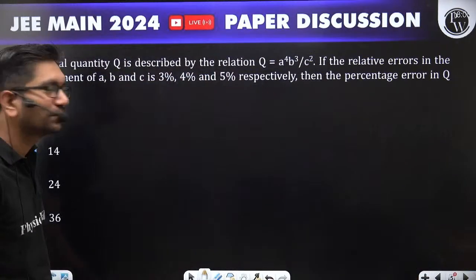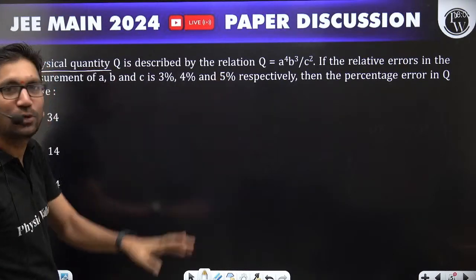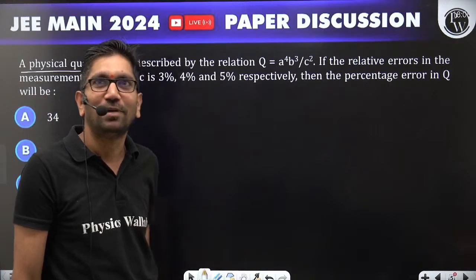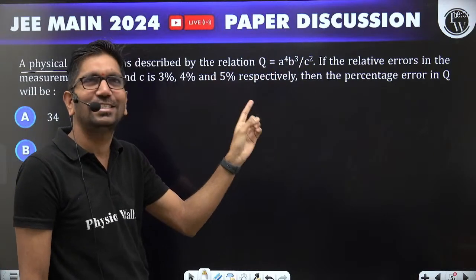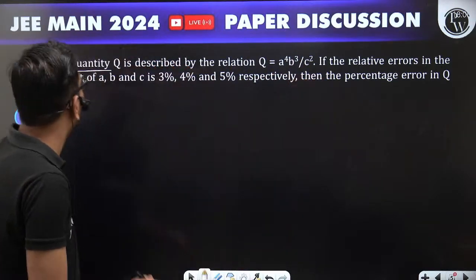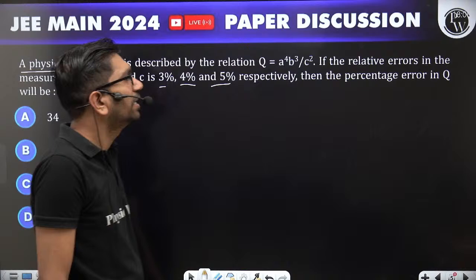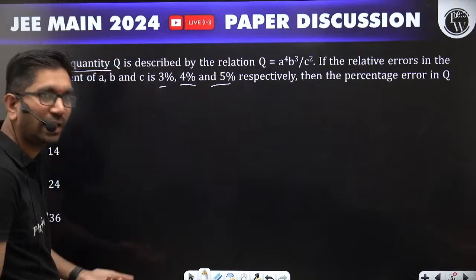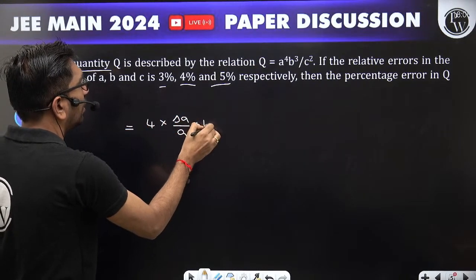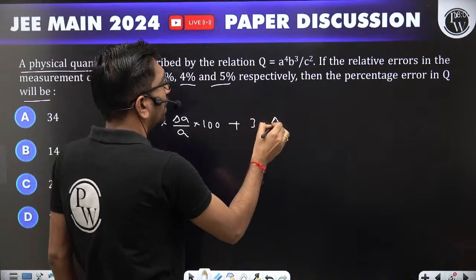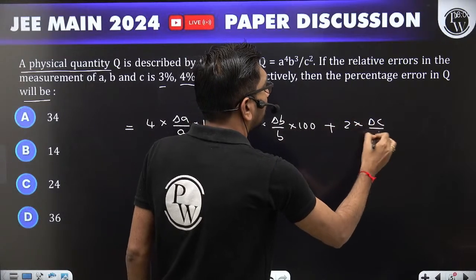So now see here. A physical quantity capital Q is described by the relation capital Q as given. So this is from units and measurement, right? Very simple question. After seeing this one, easily you can identify this one. Now, beta, if the relative error in the measurement of A, B and C is 3%, 4% and 5%, then the percentage error in Q will be, what do you get, beta? 4 into delta A by A into 100 plus 3 into delta B by B into 100 plus 2 into delta C by C into 100.